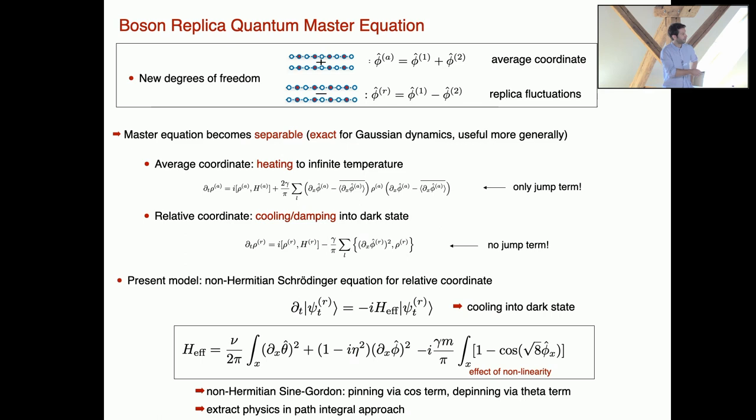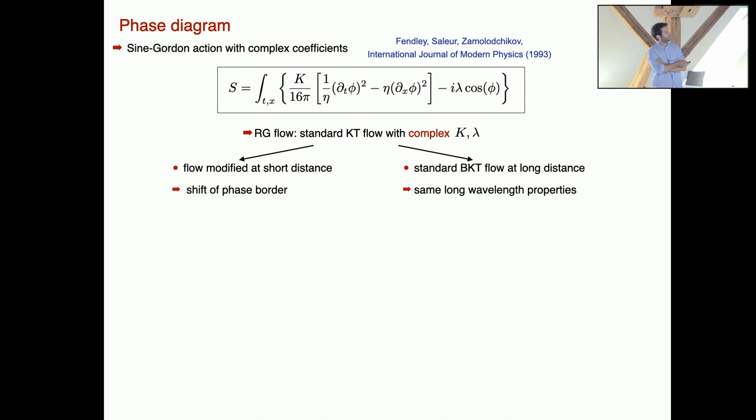And you recognize here the Luttinger liquid for the Hamiltonian. This is the term from one of these measurement operator pieces, and then there's also this measurement nonlinearity present. So we can extract the physics by putting this in a path integral framework, and then the relevant thing to analyze is this non-Hermitian Sine-Gordon action, which we analyze with flow equations.